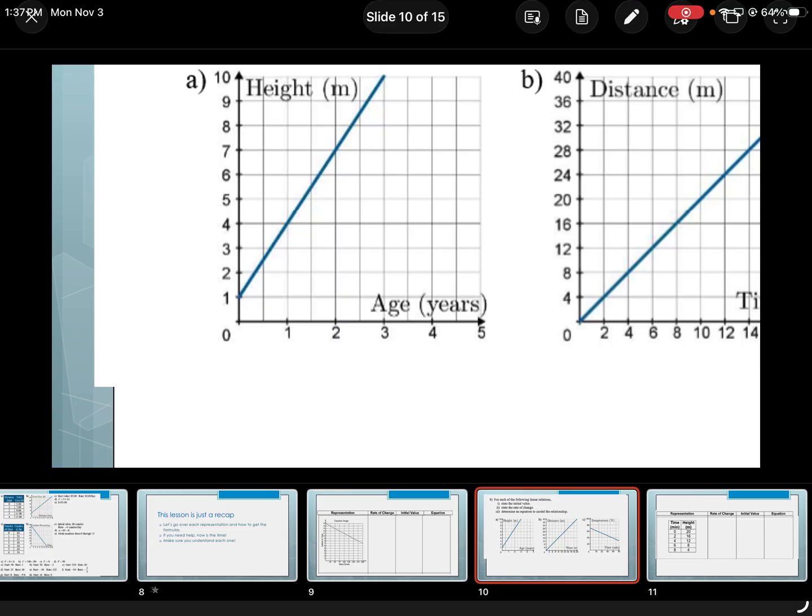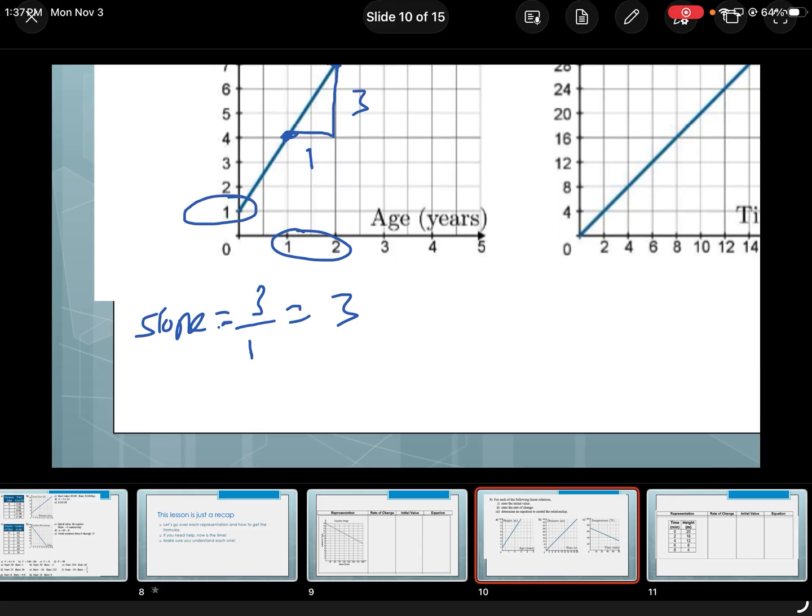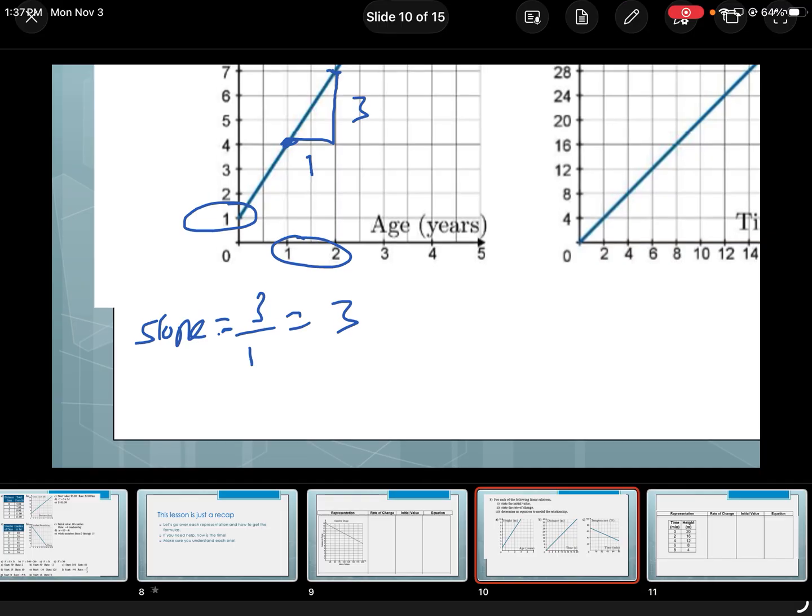Okay, so what's the rate of change for this one? Well, pick two nice points. I don't know, like here and here. Draw a little line like that. It went 3 up. It went 1 across. I know it looks like 2 squares, but it's from 1 to 2. So it's only one whole thing and 3 up, yeah. That means my rate of change is going to be 3 divided by 1 for my slope, which is just 3. My initial value is 1. So my equation of my line is y equals 3x plus 1.